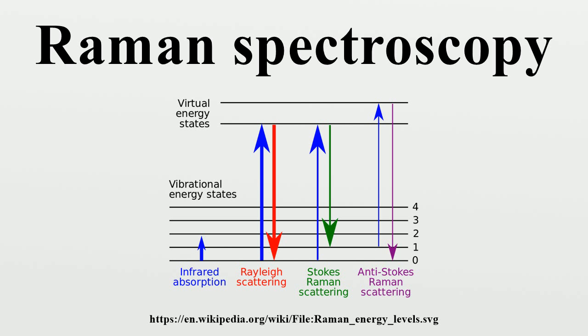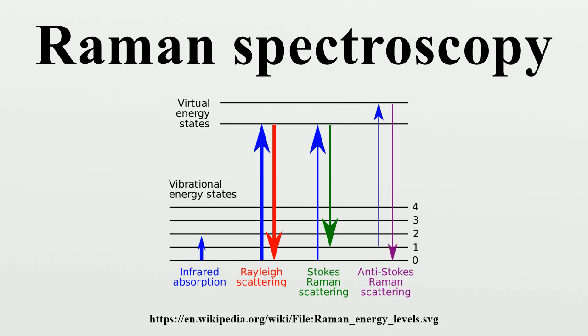This results in a molecule being in a so-called virtual energy state for a short period of time before an inelastically scattered photon results. The resulting inelastically scattered photon, which is emitted, scattered, can be of either lower or higher energy than the incoming photon. In Raman scattering, the resulting rovibronic state of the molecule is a different rotational or vibrational state than the one in which the molecule was originally, before interacting with the incoming photon.